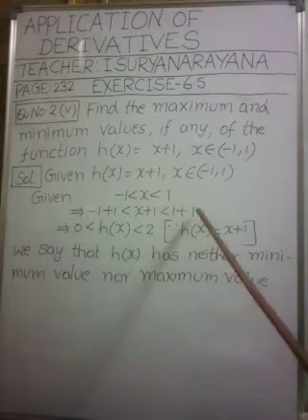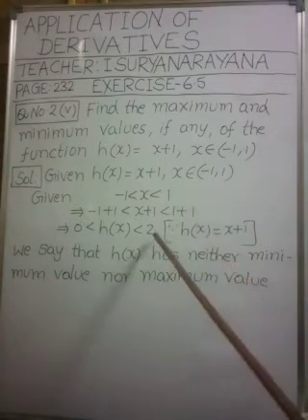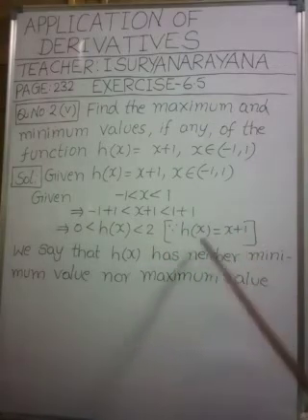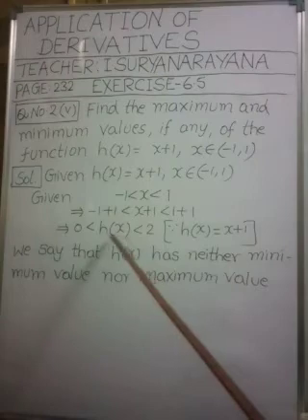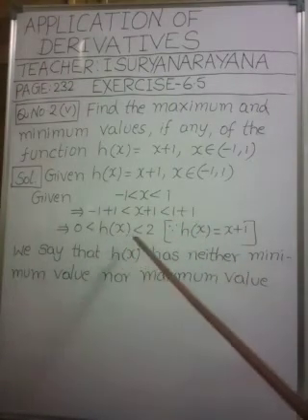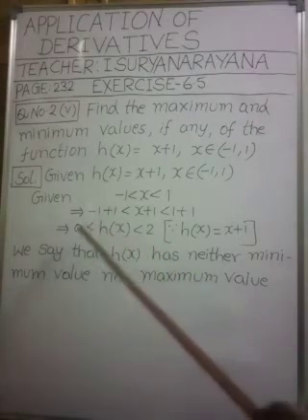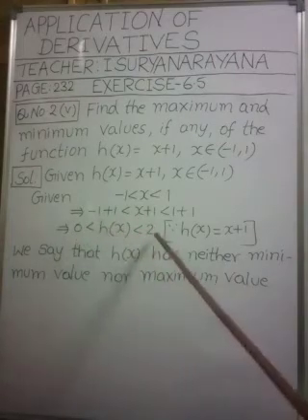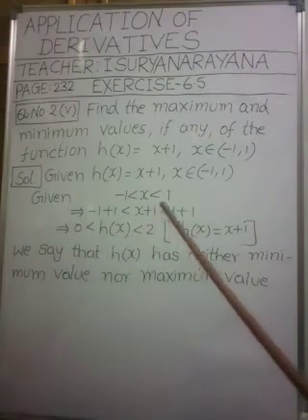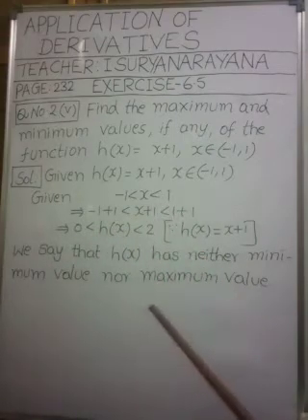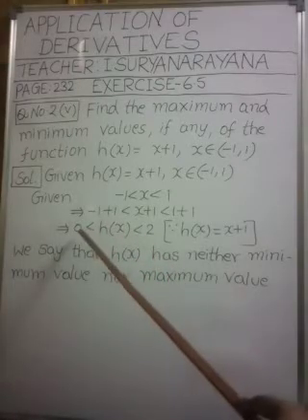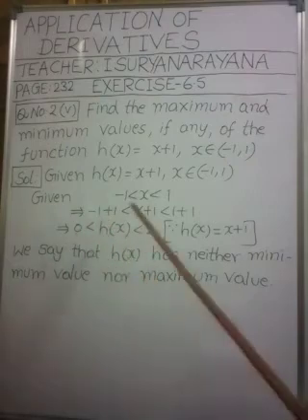Less than 1 plus 1. What is the value of 1 plus 1? 2. Understood this statement, children? Because h of x is equal to x plus 1, by using this result we wrote it in the middle part. If you observe this statement, the h of x values are lying between 0 and 2, but they are not included. These two numbers should be included to find the maximum and minimum values, but here it is less than only, here also less than. So we can't find the minimum value and the maximum value.